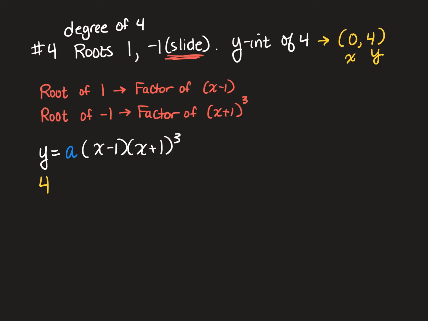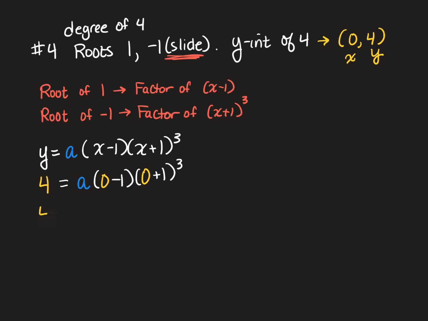So we know y is 4. We don't know a. We're finding a. And then I know that my x's all have to be zeros. So 0 minus 1 times 0 plus 1, and then cubed. So now we just have to solve this equation.